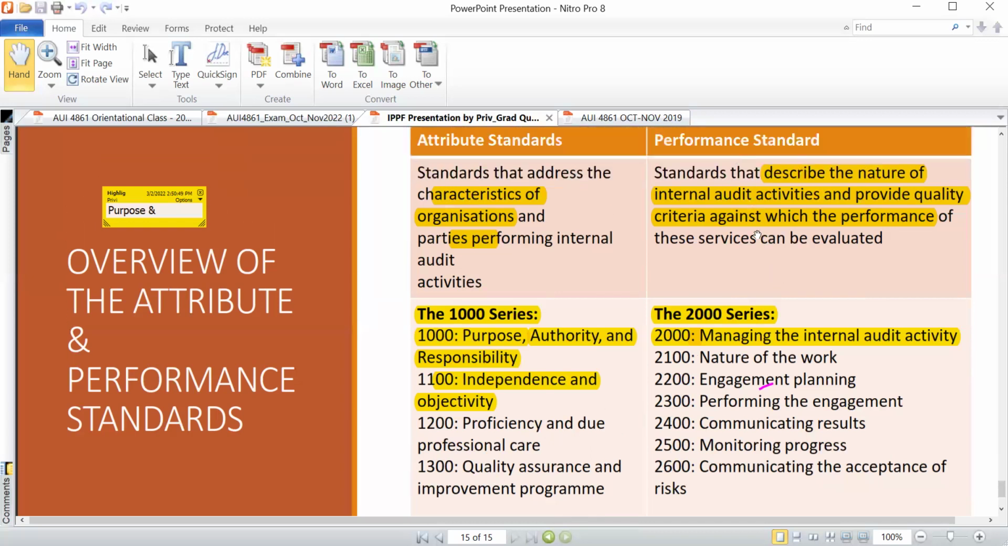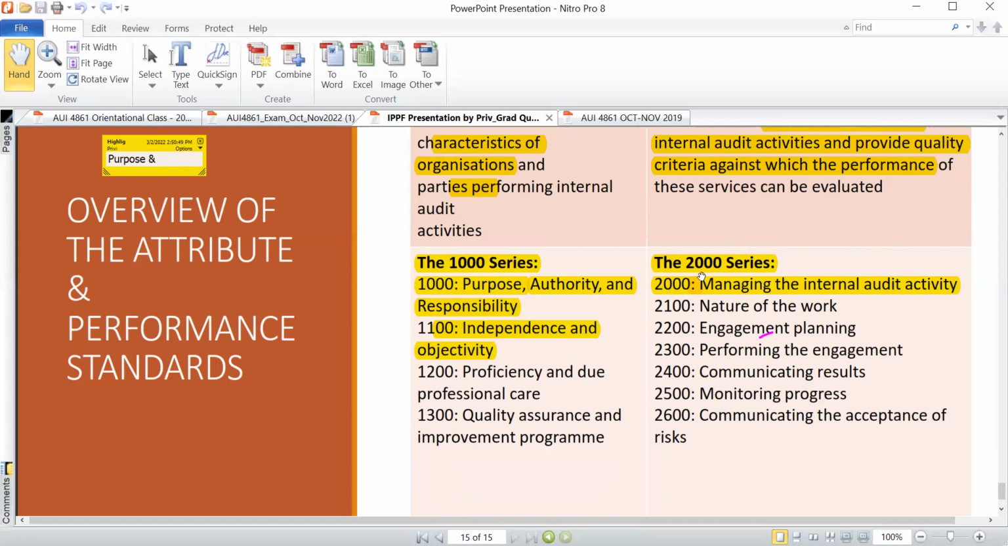Then there is what we call performance standards. Performance standards can also be articulated as the 2000 series. These deal with the nature of internal audit activities, and they also provide the quality criteria against which the performance of the services that we as internal auditors offer can be evaluated. Right? So in other words, it deals with the work of the internal auditors, right? Whereas the attribute standards, which is the 1000 series, deal with the internal auditor as a person, or as a group, which is the internal audit activity, and also deal with the organization for whom the internal auditors would be conducting those internal audit activities. But with performance standards, we are addressing the work, describing the nature of work that we as internal auditors perform within those organizations that we will be performing for.